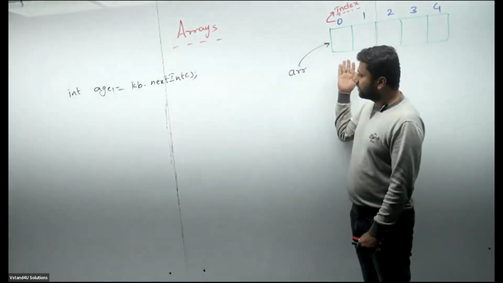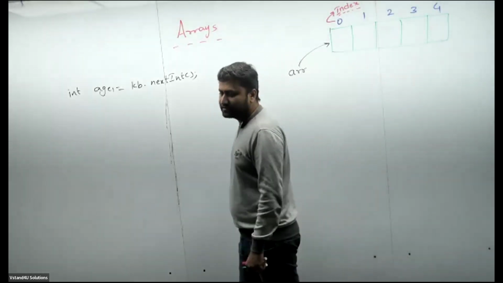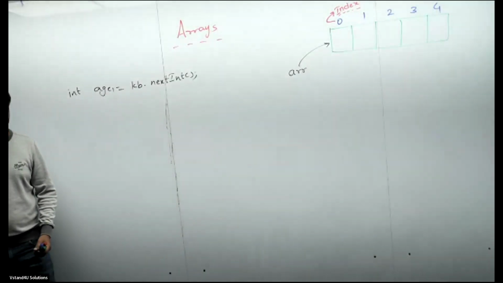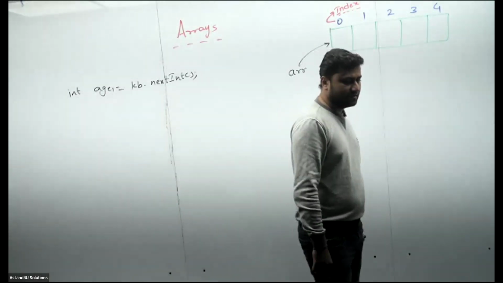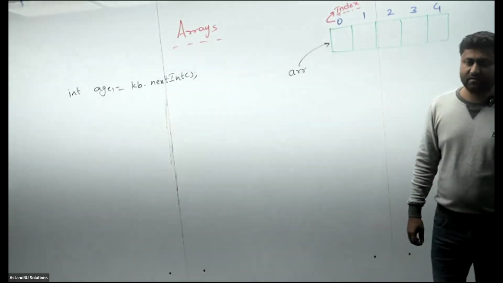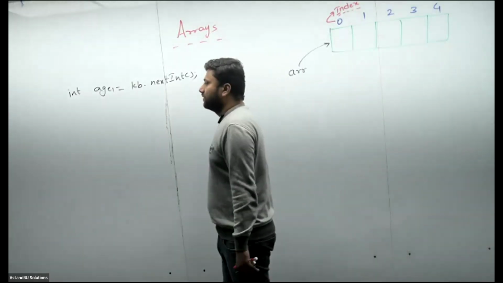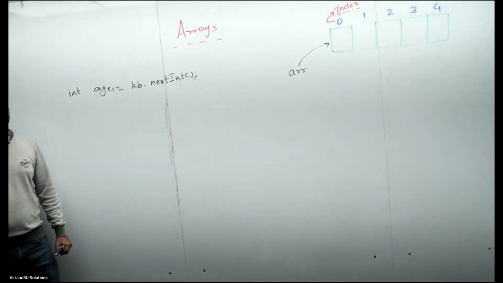To store the array object, we need a reference type variable. To store the address of an array, we need a reference type variable.